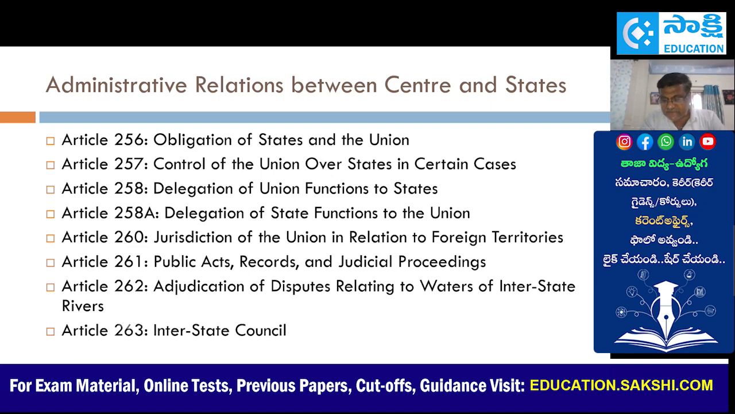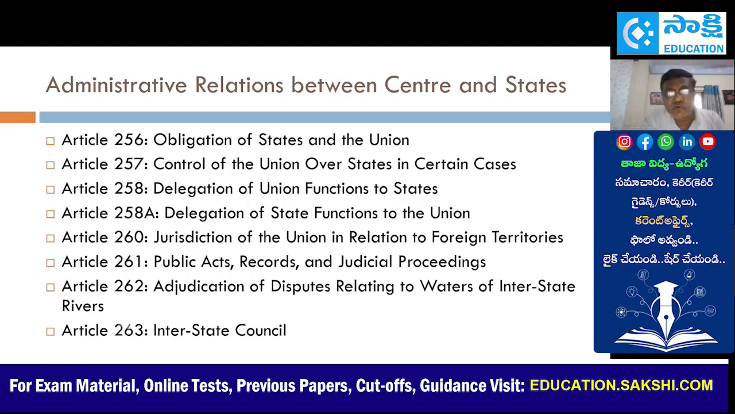Article 256 mandates the executive power of every state should be exercised in such a manner as to ensure compliance with the laws made by the parliament and any existing laws that apply in the state. Simply remember, obligations of states and union. Article 256 states about obligation of states and union.